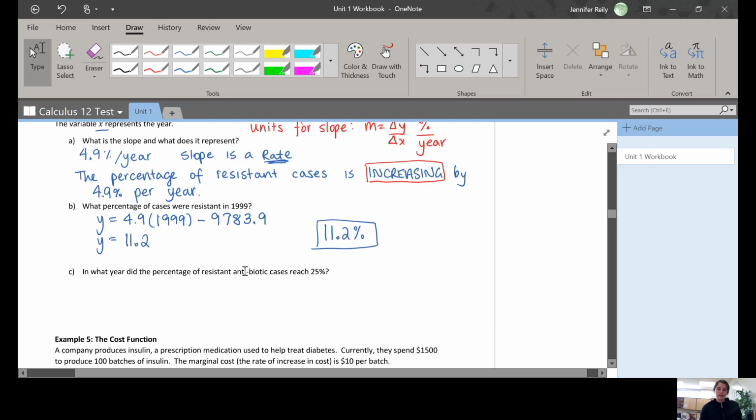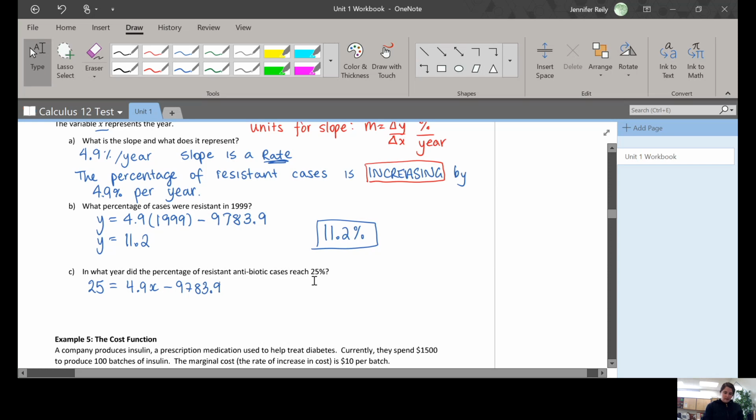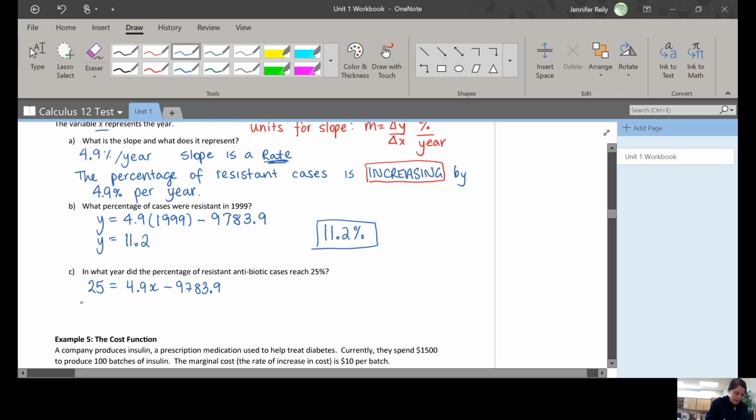In what year did the percentage of antibiotic cases reach 25%? So in that case, they're giving us a y value. So we're going to use the equation again and have 25 here, 4.9x, and we just have to do some algebra to solve for x. Okay, so we'll bring the constant term to the other side by adding it, 9783.9. Okay, so we'll get 9808.9 equals 4.9x, and then we'll divide both sides by 4.9.